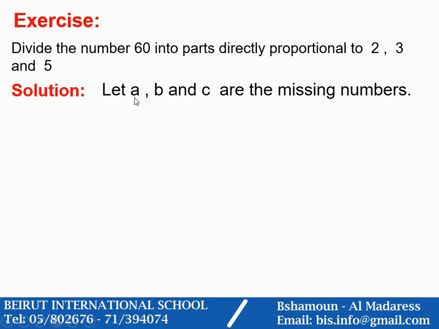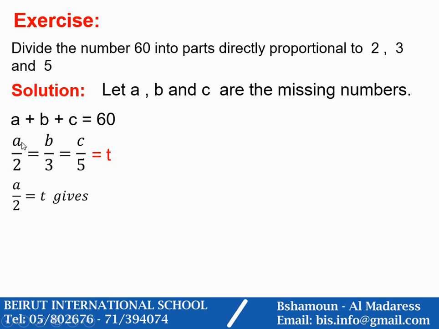So let us start by supposing that a, b, and c are the missing numbers we are searching for. And since a plus b plus c equals 60 because they are parts of the number 60, if you add them, you get 60. And since they are proportional to 2, 3, and 5, you can write a over 2, as we mentioned before, equals b over 3 equals c over 5. What to do here? To solve, you have to suppose that all of these ratios equal t.